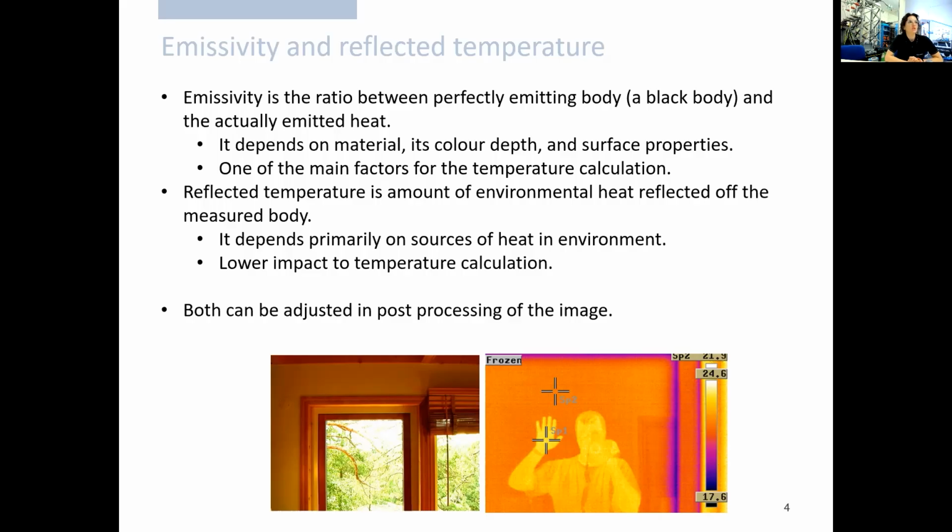Now, the reflected temperature is the amount of environmental heat that is reflected off the measured body. So it mostly depends on sources of heat in the environment, but also on reflectivity of the material. It has lower impact to temperature calculation, but as we can see in the images on this slide, it can distort the image. The windows in this image are perfectly transparent to visible light, but in the infrared spectrum, they are very reflective. Therefore, the person using the camera can be seen reflected in the window.